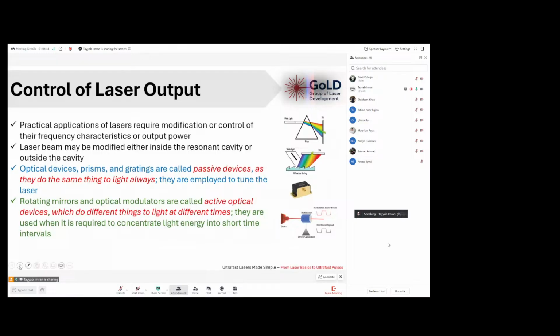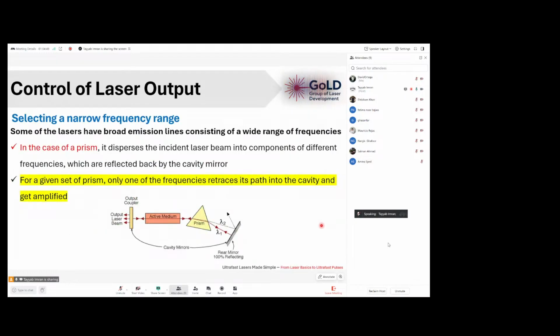Anyway, let's move to the next one here: control of the laser output. As I mentioned, the passive devices like a prism and the grating you can see here in the diagram. This is a prism, and this is your laser medium. We can rotate this prism so we can have a different wavelength oscillate in the cavity. If lambda 1 is oscillating, then lambda 1 is amplified. If lambda 2 is oscillating, then lambda 2 will be amplified in the cavity, and we get lambda 2 at the output from this side.